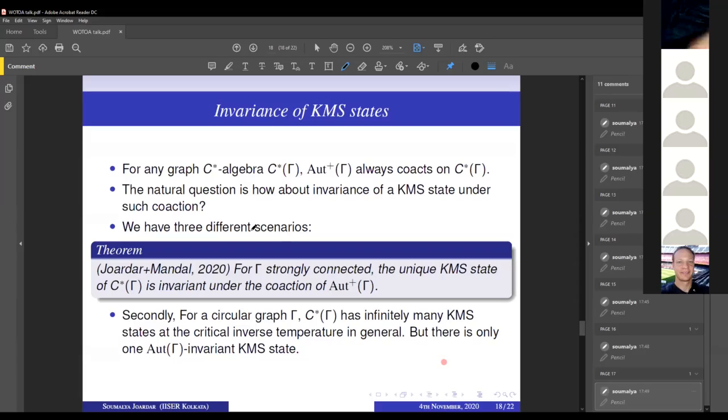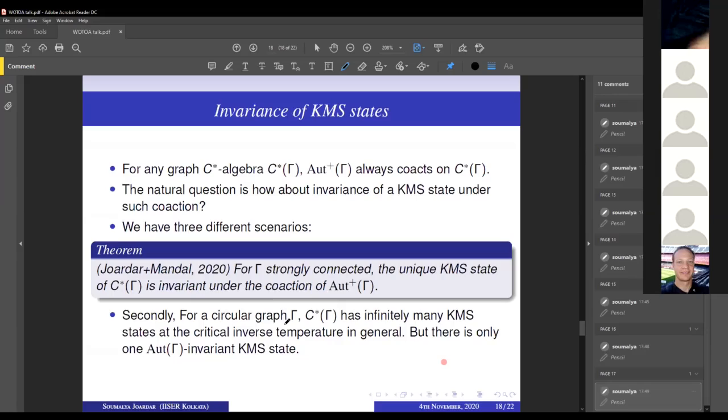Okay, so now we have three different scenarios. I'll quickly mention three different scenarios that sum up the things in this direction. If you have a strongly connected graph Γ, we have already mentioned that the corresponding graph C*-algebra C*(Γ) has a unique KMS state, right? And it turns out that the unique KMS state is invariant under the coaction of Aut+(Γ). Okay, so that is interesting, that it is automatically invariant.